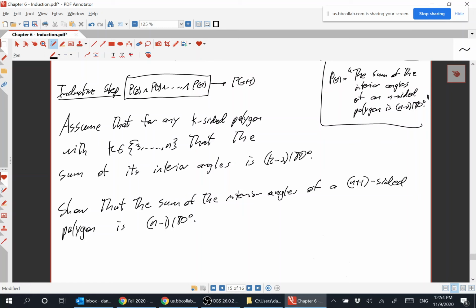Pn is a statement in predicate logic that is either true or false, depending on what n is. And the statement that is true or false is: the sum of the interior angles of an n-sided polygon is n minus 2 times 180 degrees. So was P of 3 true? Did we show P of 3 is true? Yes, that one we proved. That was the base case.